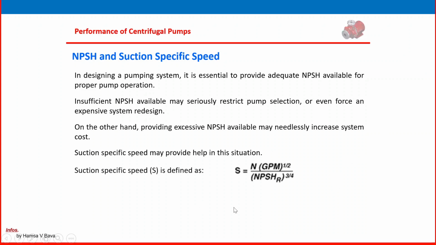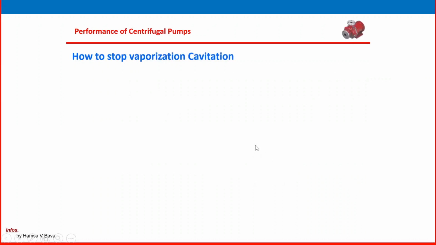So this is the equation, and with the specific equation we can find it out. S equals N root Q by NPSH required to the power 3/4, where N is the speed, Q is the flow rate, and NPSH required is known, so we can calculate the specific speed of the pump. How to stop vaporization cavitation?